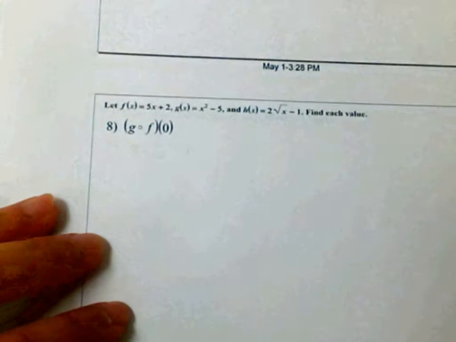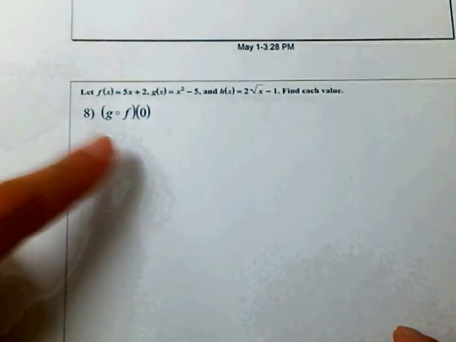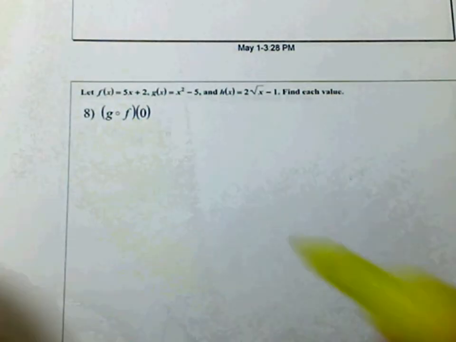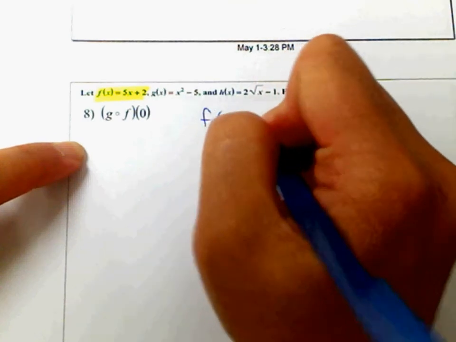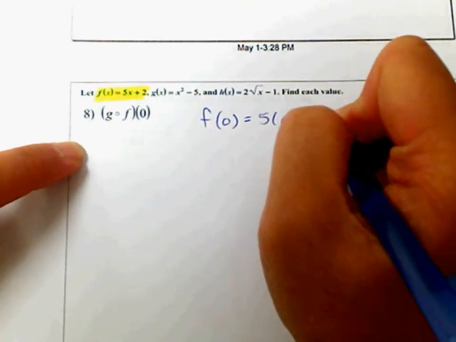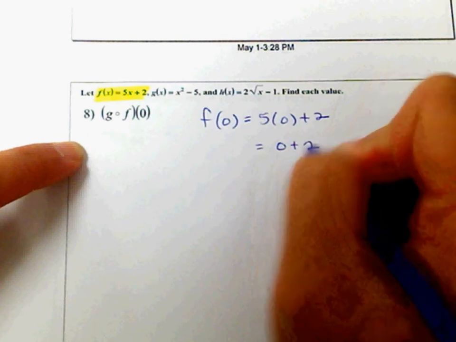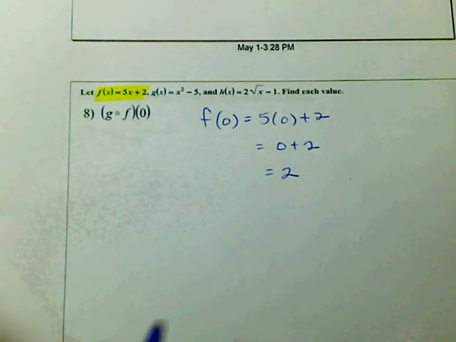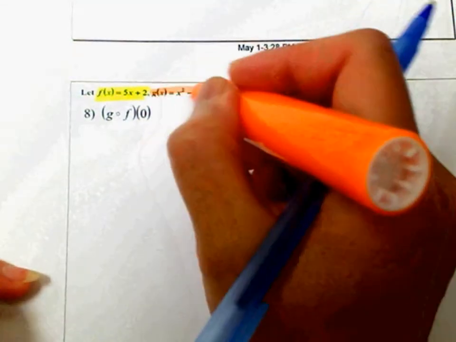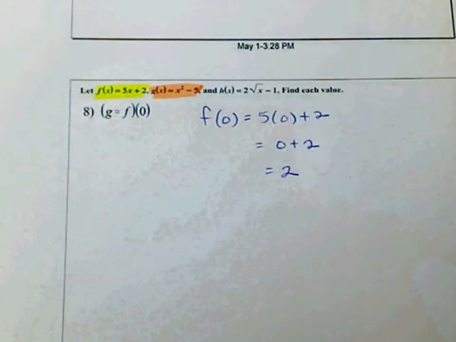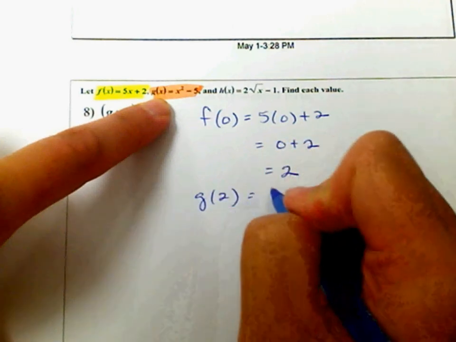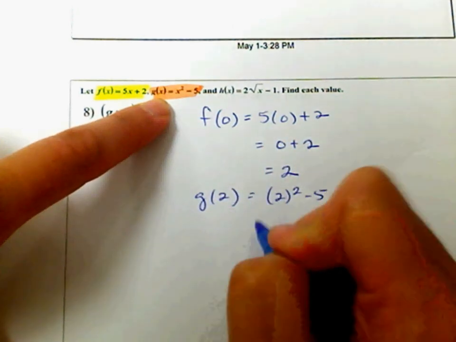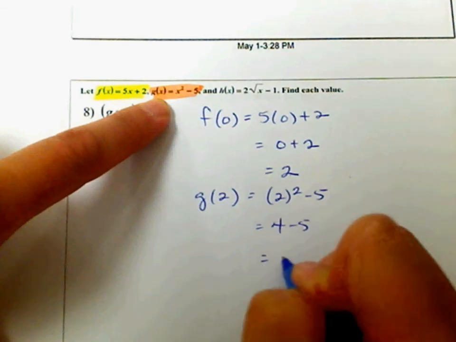Number 8, inside out, closest to the value first. So we're going to deal with our f first. Okay. So our f of x, our x is 0. So 5 times 0 plus 2 is equal to 0 plus 2, which is 2. Now deal with your g. Right there. Okay. Your x is now a 2. So you're going to have g of 2 is equal to 2 squared minus 5, which is 4 minus 5, which is negative 1 is your final answer.